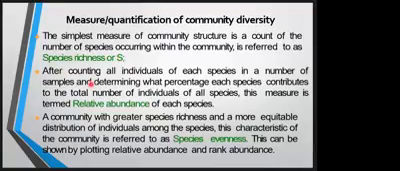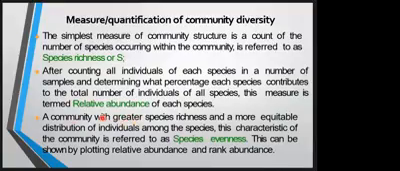So after counting all individuals of each species in a number of samples and determining what percentage each species contributes to the total number of individuals of all species, this measure is termed relative abundance of each species. So for example, with the presence of zebra, lion, fish, blah, blah, blah, then you have to do the relative abundance. How many zebras can be seen, how many lions, how many fish in that area. So that's it.